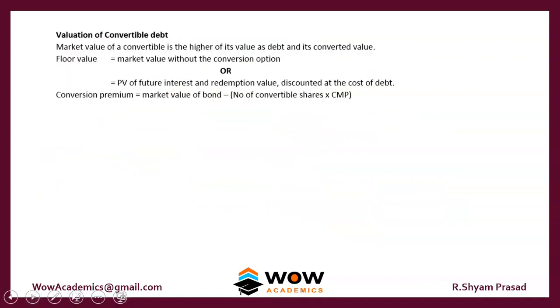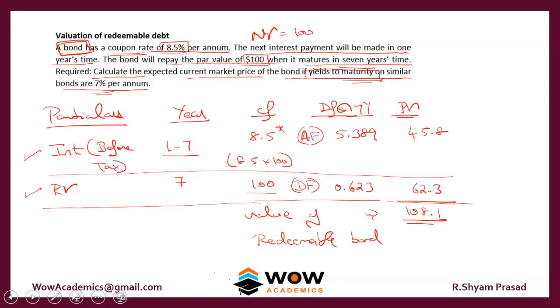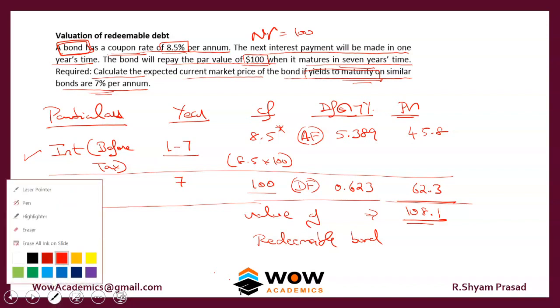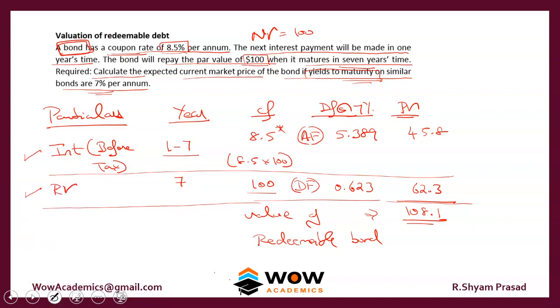We'll move on now to the valuation of convertible debt. Convertible debt is very similar to redeemable debt. The only difference is the conversion option. So if you take the previous sum, redeemable debt, the only value that will change in the convertible debt is this value.